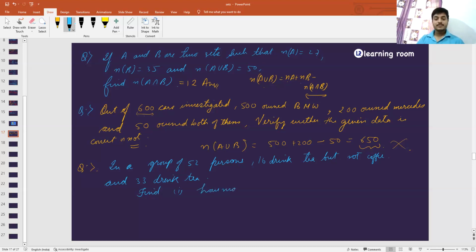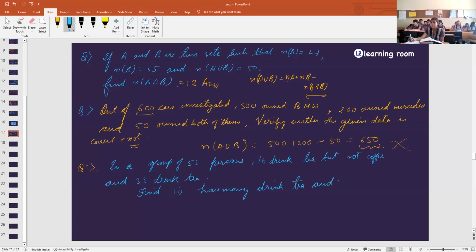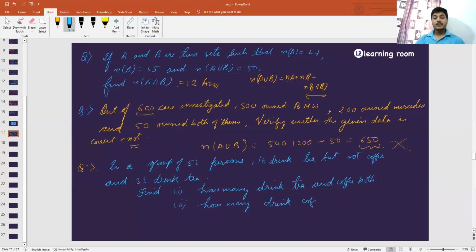how many drink tea and coffee both? Second one: how many drink coffee? Try to write the question first, because when you revise this now, you'll get this. Otherwise, you'll just see the answer there, and that will be a difficulty for you. So first try to write the question and then answer.